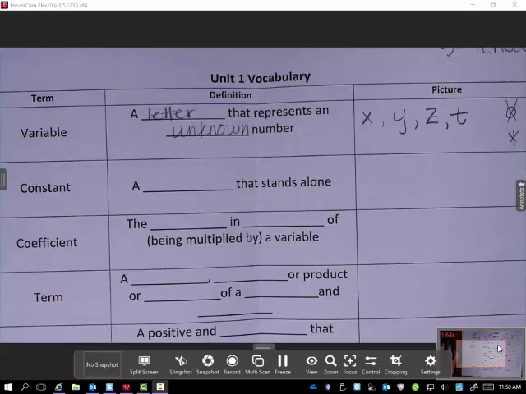Okay, so what we're about to do is continue with our vocabulary for Unit 1. On Friday we talked about variable. We talked about that X is the most common one that we use. We'll use Y a lot this year. You'll see all sorts of different ones, but definitely not O's or I's or L's because they look like zeros and ones, okay? So the next word on here is constant, okay?